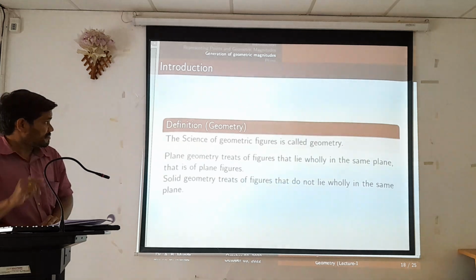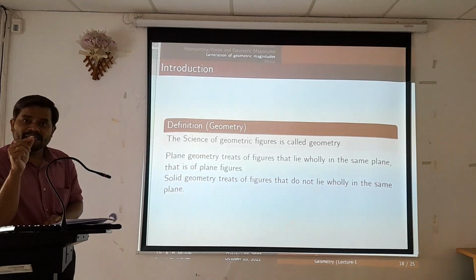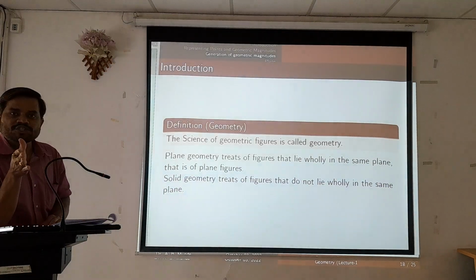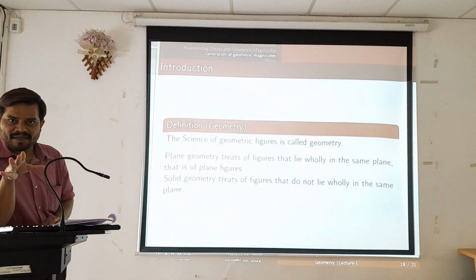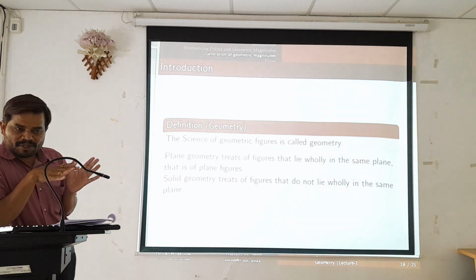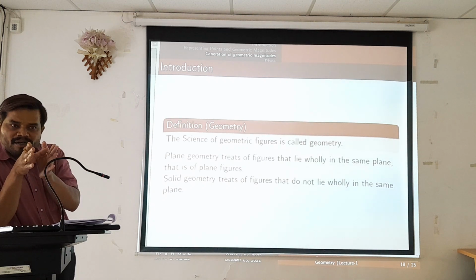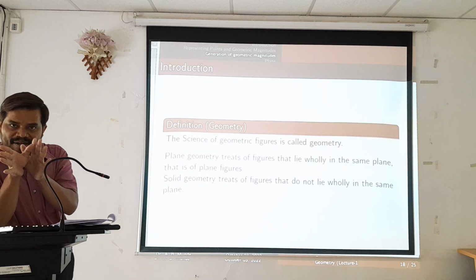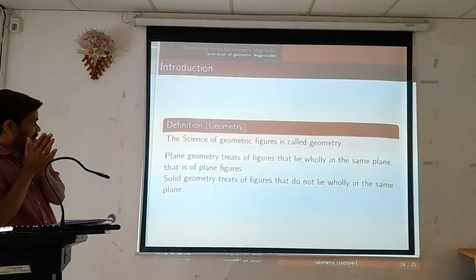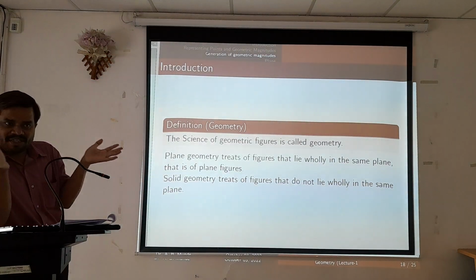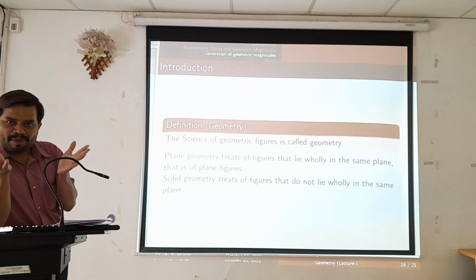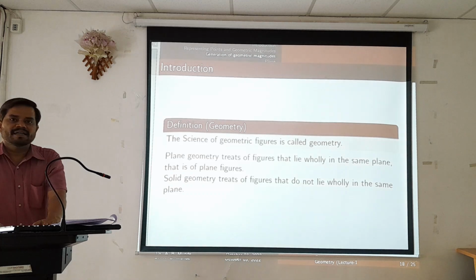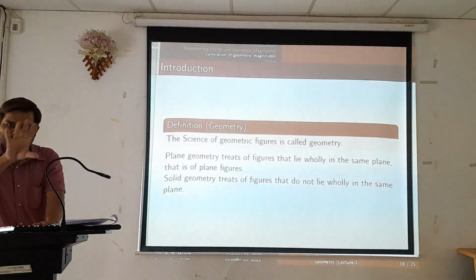Now look at here the definition of a geometry. The science of geometric figures is called geometry. Do you understand? This is the paper you have learned in B.Sc first year, and the name of that paper is geometry. So the science of geometric figures, the figures that we have to study, and the name of that paper is geometry. Now look at here, there are many types of geometries.